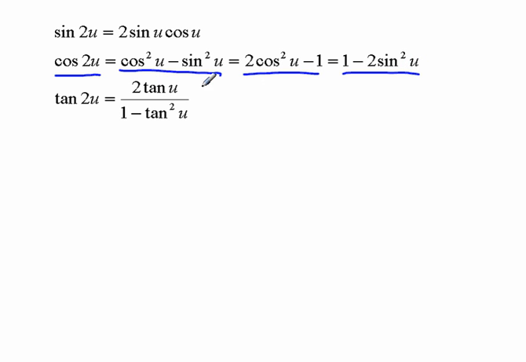Now sometimes one of these is preferred over the others. Now I actually prefer to use these last two because then you only have one trig expression to worry about, either sine or cosine. But just realize that, hey, cosine of 2u or cosine of 2 times any angle, you can choose to use any of these 3 expressions for that.